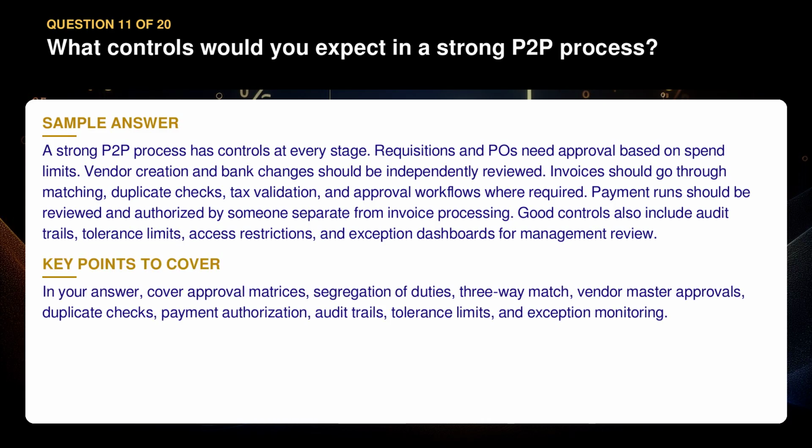In your answer, cover approval matrices, segregation of duties, three-way match, vendor master approvals, duplicate checks, payment authorization, audit trails, tolerance limits, and exception monitoring.